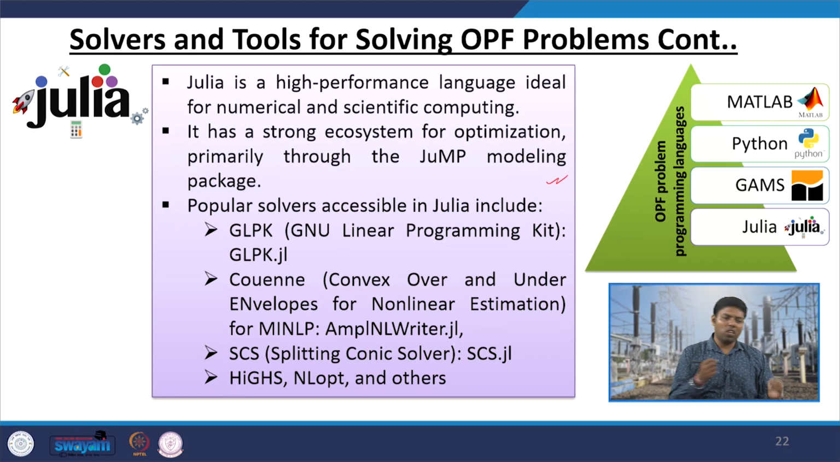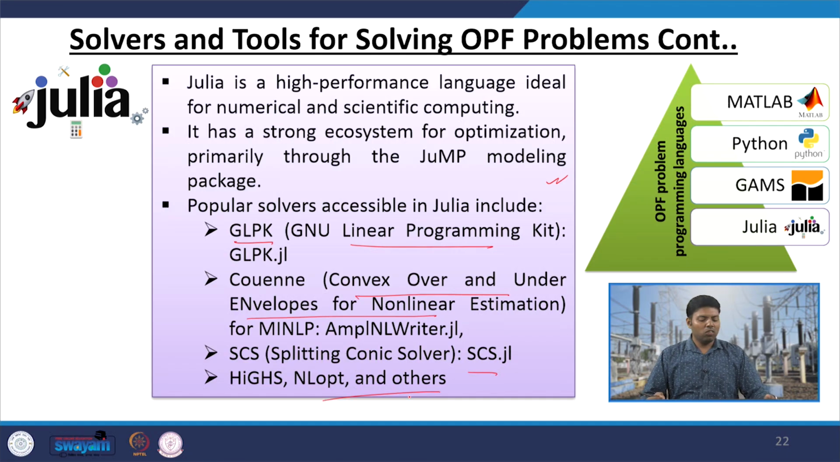So you will not get a solution for all kinds of optimization problems in this Julia package, but still they have the GNU Linear Programming Kit. They have convex over and under envelopes for nonlinear estimation, and also a few other solvers to solve your convex and non-convex optimization problems. So with this, I will end today's lecture and will continue with this OPF analysis in the next class as well.